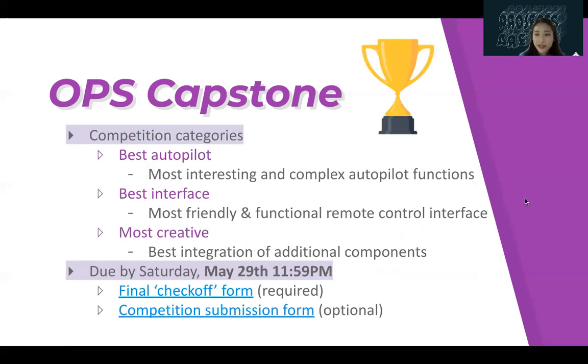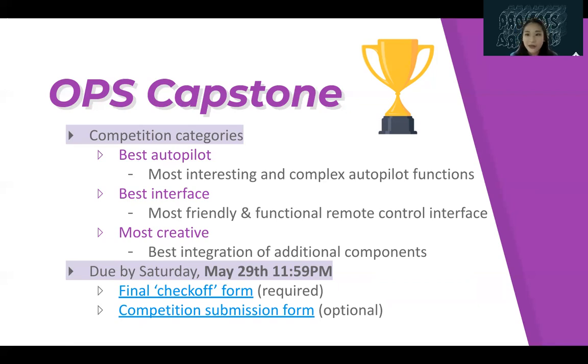All right, so competition categories. We have 3 categories that you can enter for. First one is best autopilot. So we're going to talk about different ways to implement or think about autopilot, and the most interesting and complex, or just the best most well implemented autopilot function will win this category. And then we also have best interface for most friendly and functional remote control interface, most creative for best integration of additional components that are fun.